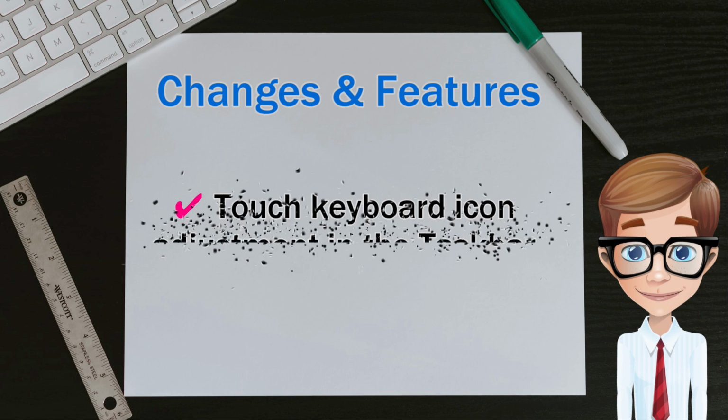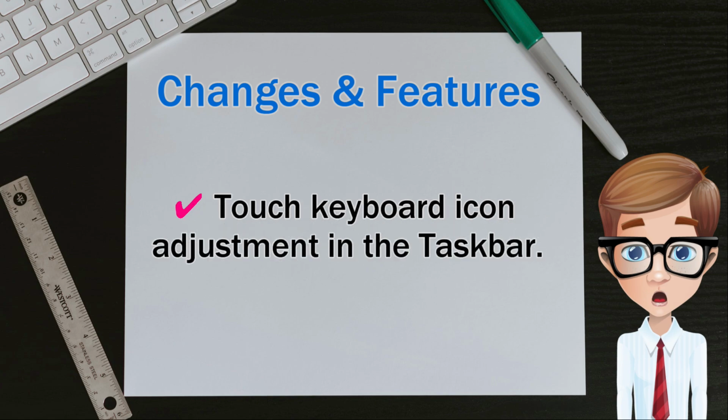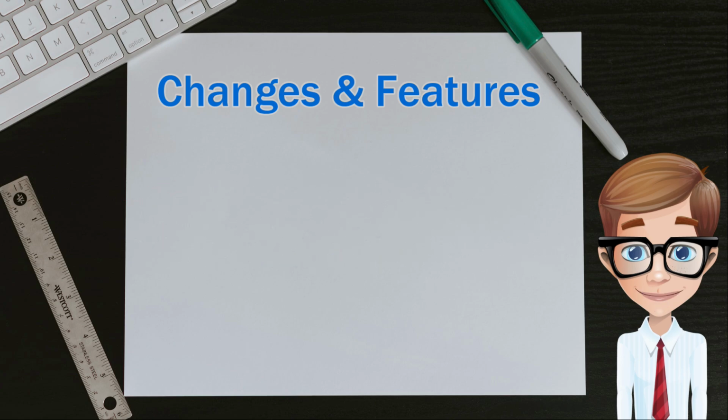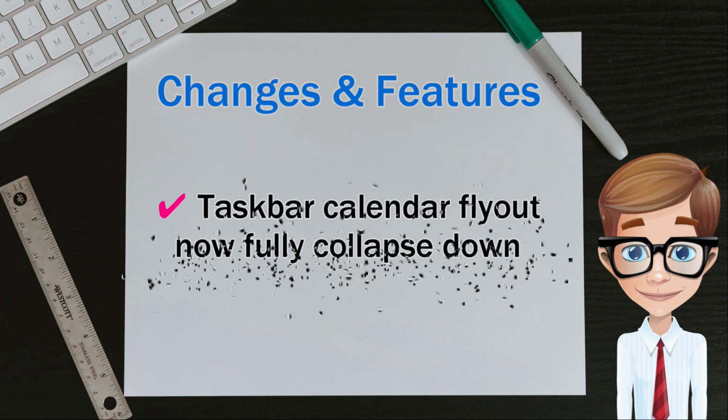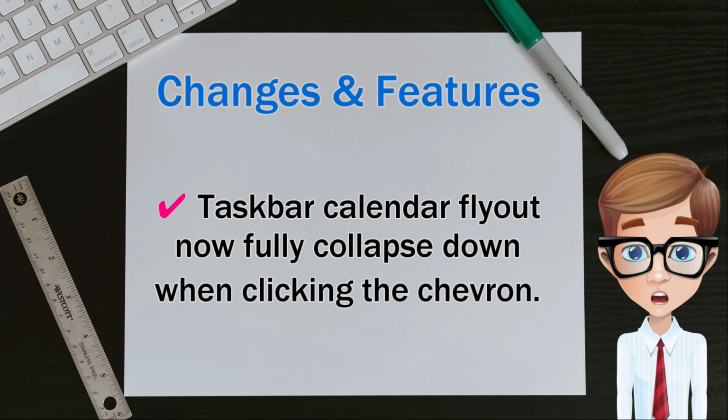Fourth, the touch keyboard icon in the taskbar has been adjusted to be more consistent with the size of the other icons in the corner of the taskbar. Fifth, the taskbar calendar flyout will now fully collapse down when clicking the chevron in the top corner to give you more room for notifications.